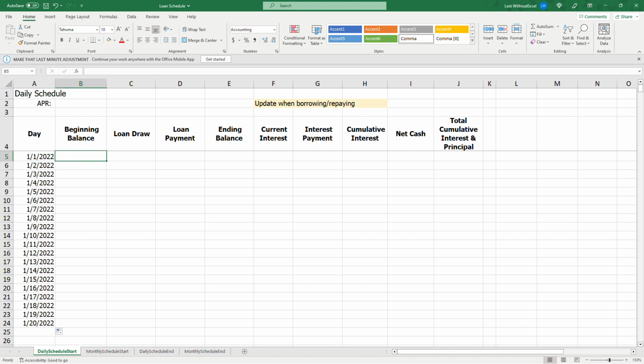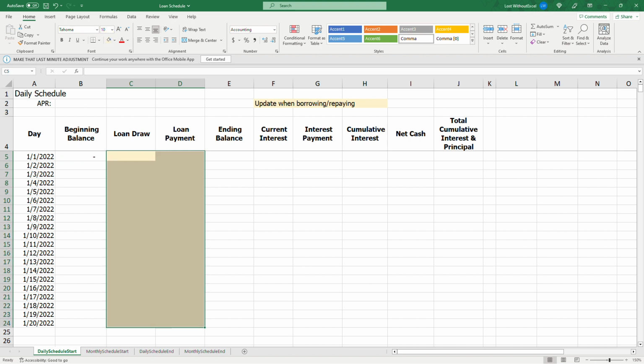If this loan doesn't start until June or July of the year, you might as well just start the first day of the month, or even just the first day of the month that the loan's created. We're starting with a zero balance. These columns here for how much we're drawing down and how much we're paying are what we're going to enter whenever there's loan activity.